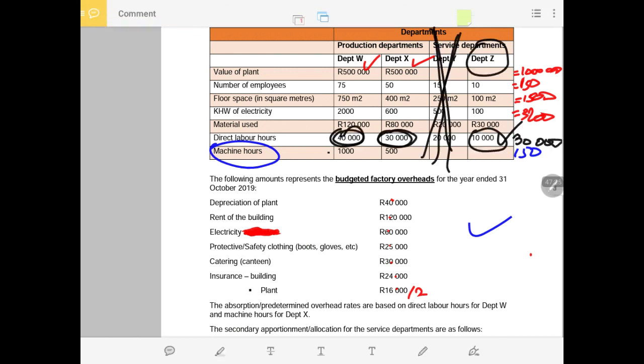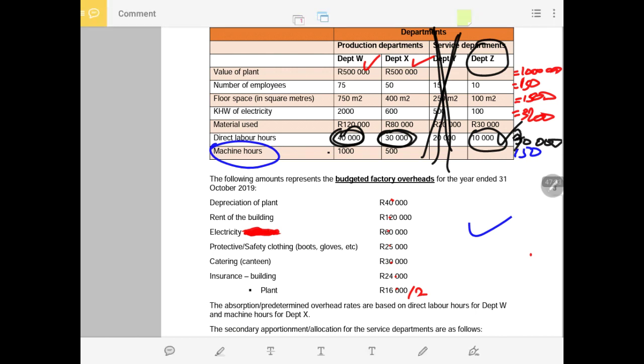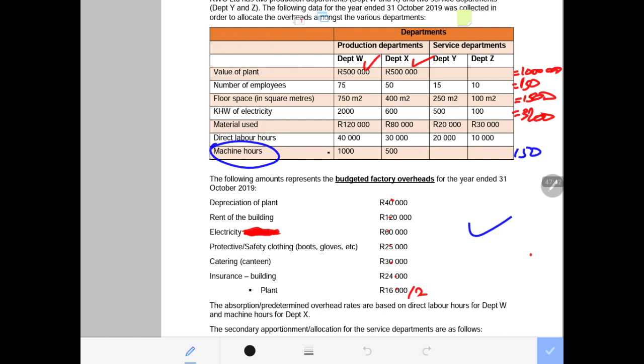That means now we have 40 and 30, we have 70,000. Sometimes I speak and write something different because the mind is working very hard and very fast at the same time, thinking and writing and explaining at the same time. Now we have 40,000 and 30,000 being total labor hours of 70,000.